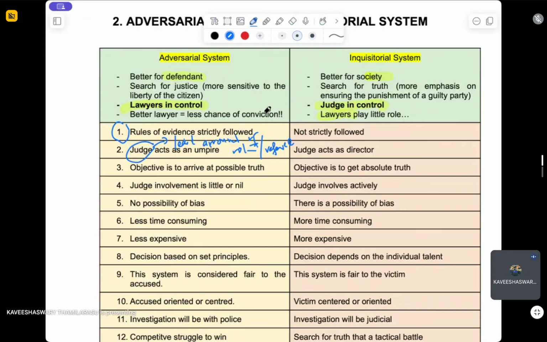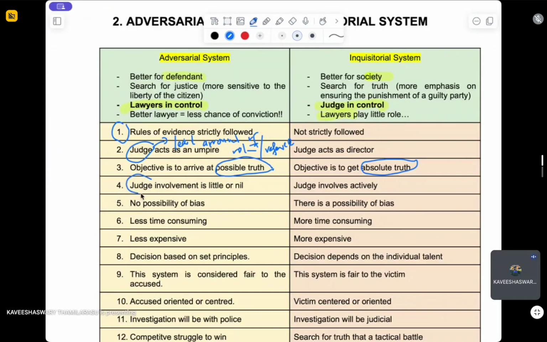The objective of the adversarial system is to arrive at the possible truth, which might be, when you look at certain court procedures, sometimes they don't really achieve the truth. They just achieve a certain truth that is logical. But in the inquisitorial system, they want the absolute truth, the A to Z of what happened, compared to the adversarial system.